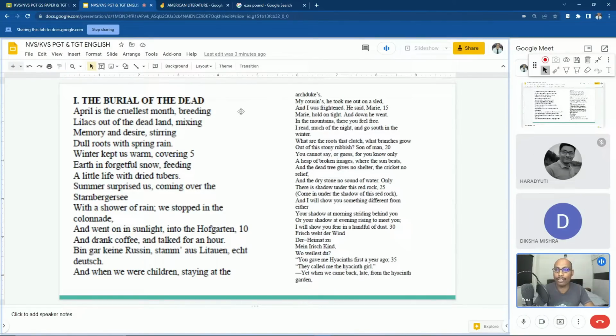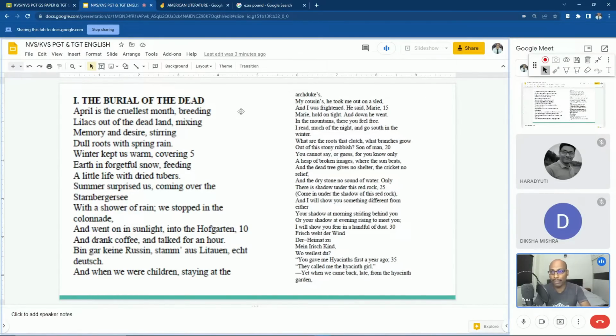April is the cruelest month, breeding lilacs out of the dead land, mixing memory and desire, stirring dull roots with spring rain. Winter kept us warm, covering earth in forgetful snow, feeding a little life with dried tubers. Summer surprised us, coming over the Starnbergersee with a shower of rain. We stopped in the colonnade.